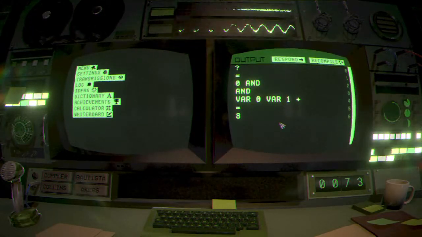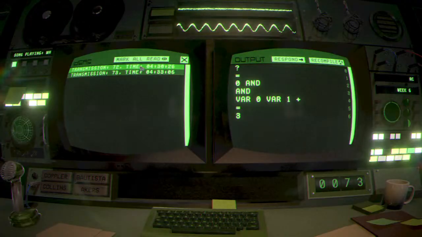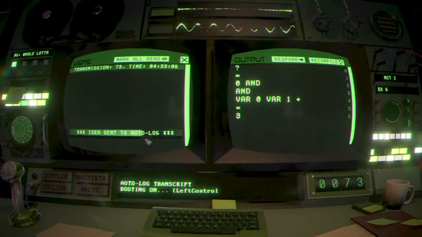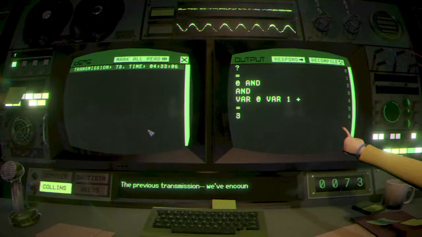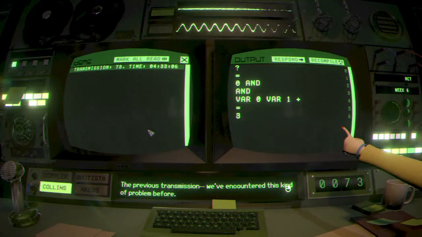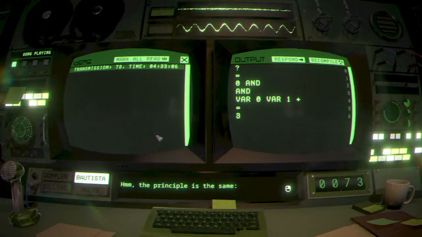Yeah, I don't get it. Okay, let's look at the ideas. This was for the previous one. Team, check out what I found. The previous transmission, we've encountered this kind of problem before. This one's got a lot more ugliness going on. The principle is the same.